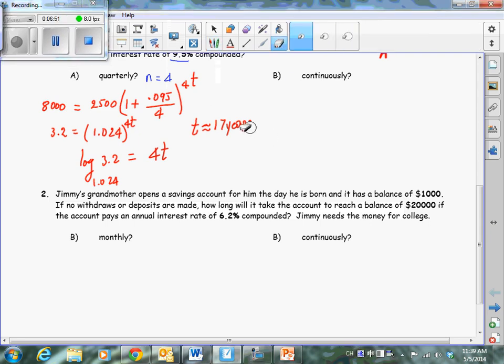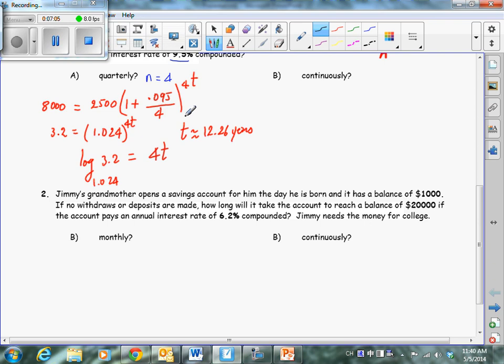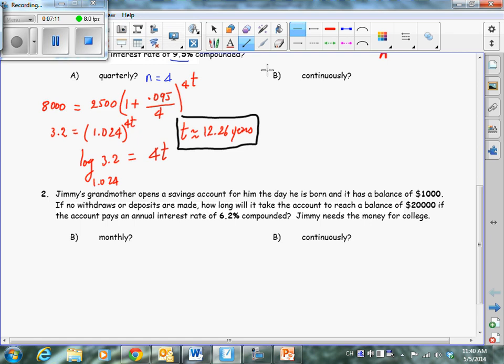12.26. It was too good to be true on this one. So t is approximately equal to 12.26 years. And what I would do is I will box this as my first answer. Is it complicated? It's just plugging the form into the formula.